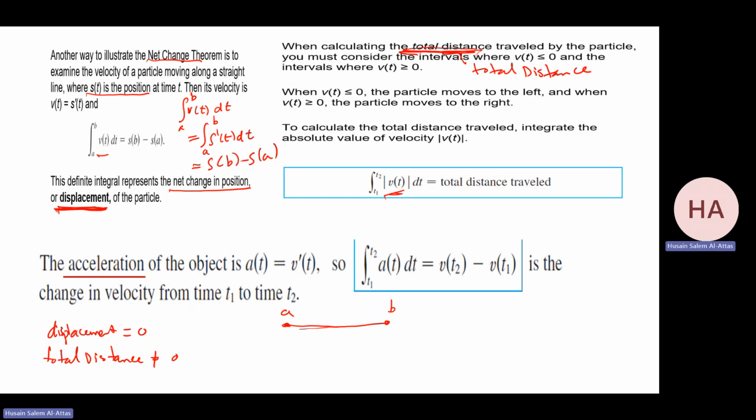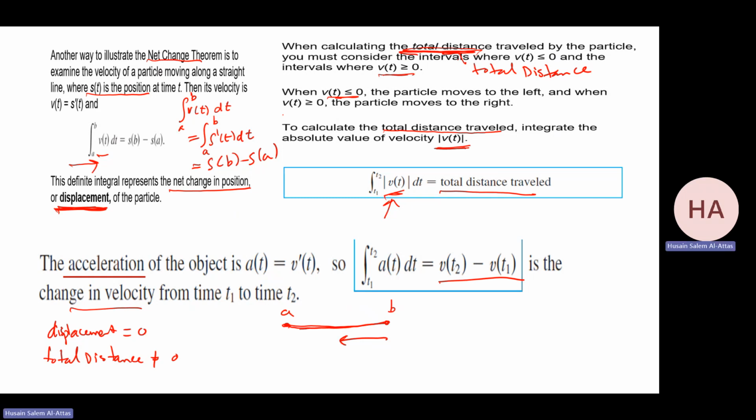You need to consider two things. If you go forward, then V is positive. But if you go backward, then V will be negative. The particle moves to the left or to the right. So to calculate the total distance traveled, I need the absolute value. For displacement, no need for the absolute value. And the same thing I can work with the acceleration. The acceleration is the change in velocity, so the integral of the acceleration will be the net change of the velocity.